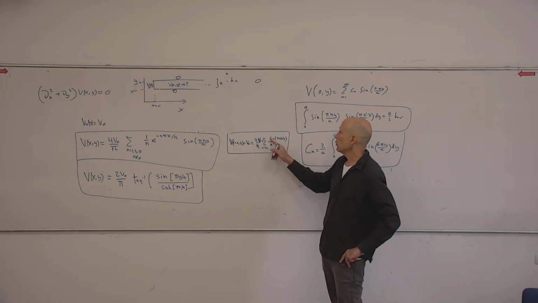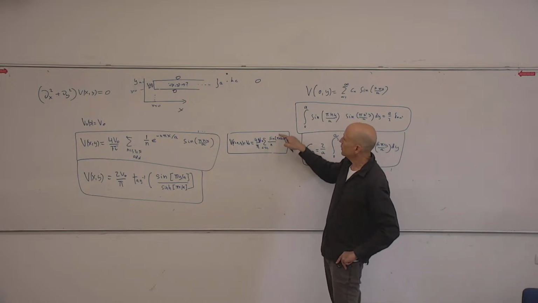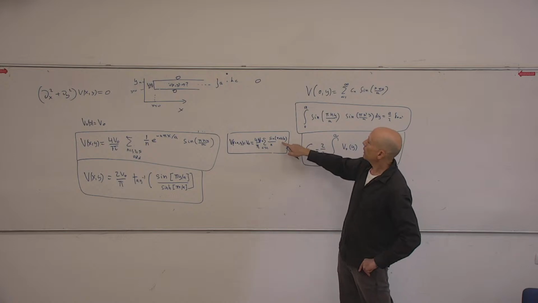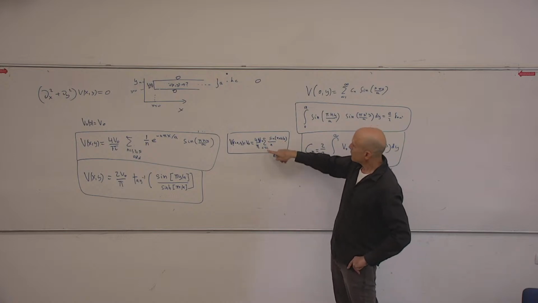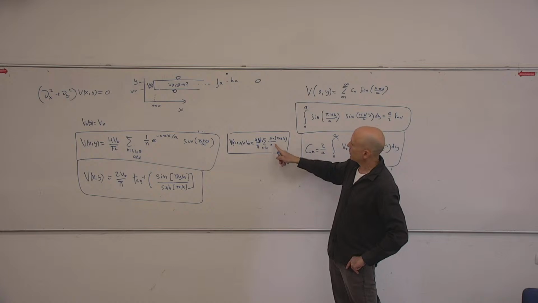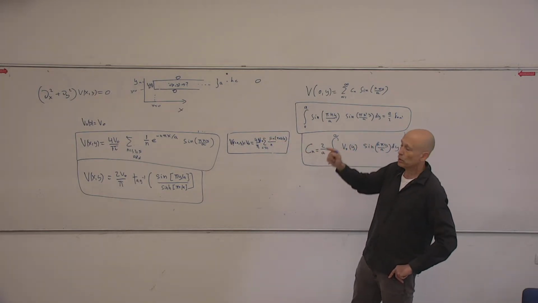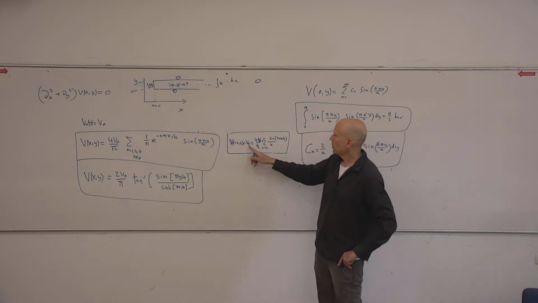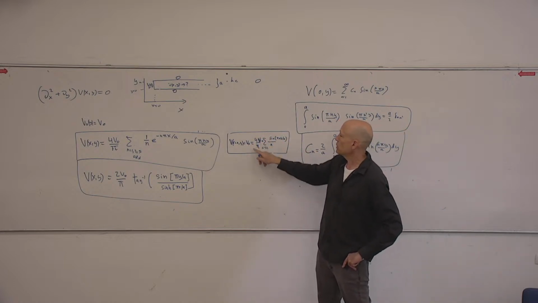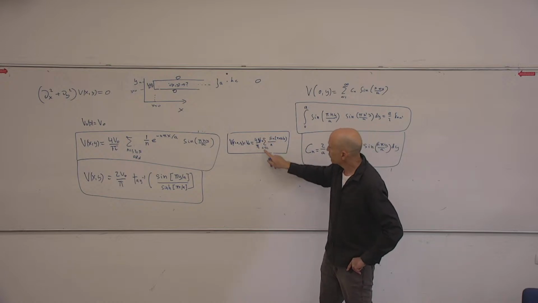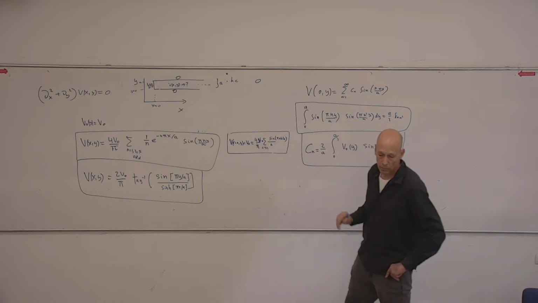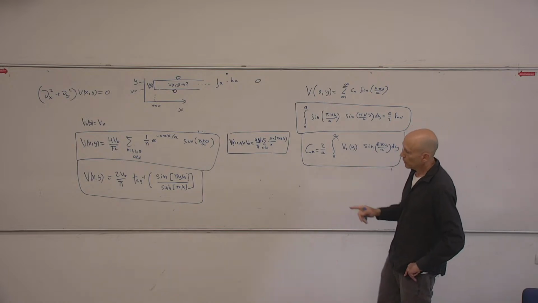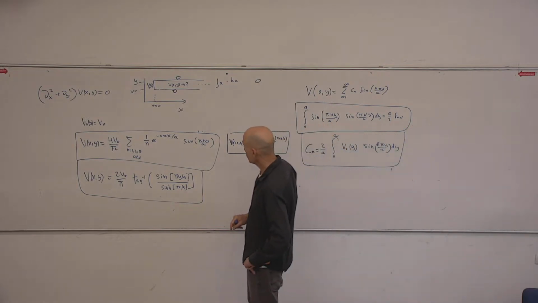The way I did it, I wrote this sine as the imaginary part of e to the i n pi y over a. Then you have an n in an exponential, then you take the integral of that to get rid of that, then you sum an infinite number of exponentials, and you get rid of the y. You can show that this is correct. So this infinite sum is equal to pi over 4. You can show that easily.